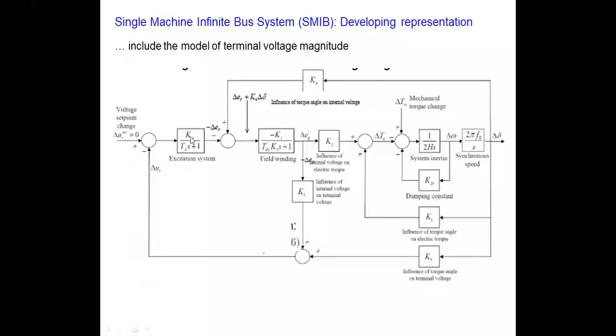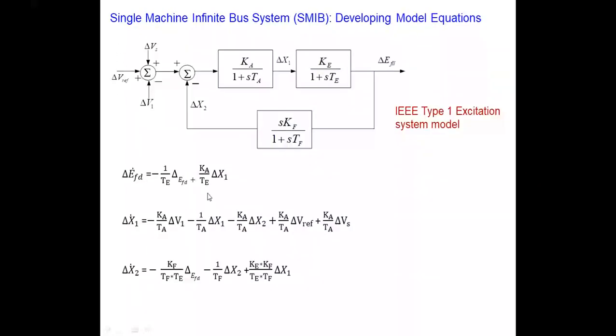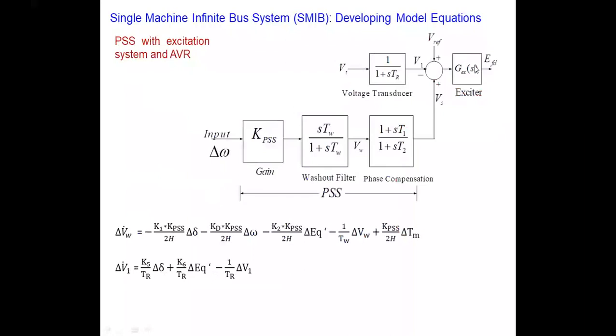Or then with this exciter represented, let's say this is some transfer function. You may have the signal from the transducer, as I said. So this is delta VT. And then you may have the signal from the stabilizer at the AVR part. So this is your reference voltage summation. So this is the stabilizing signal from the stabilizer.